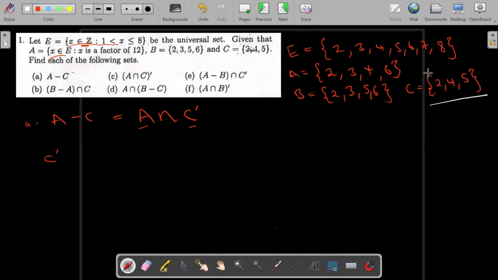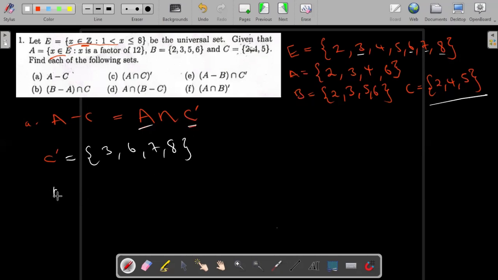Now, to find the C complement, I will list down all elements that are not in the set C, but sit in the universal set. So I'll be checking with my universal set what elements are in the universal set but are not in C. So there's 3 there. There is 6, 7, and 8. So I have 3, 6, 7, and 8. Those there are the elements that are in the C complement. Then now, they're telling me this is just going to be A intersect C complement.